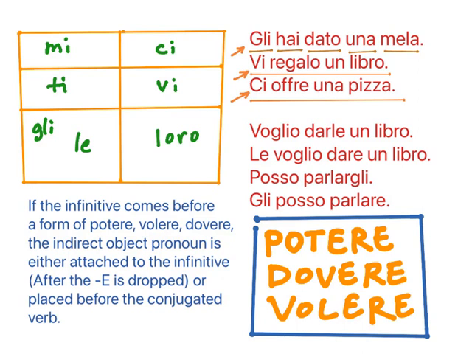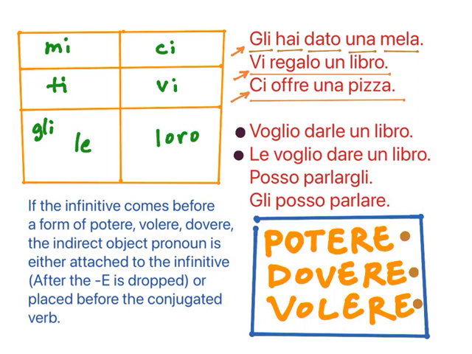All right, if you see verbs like potere, to be able to, dovere, ought to, has to, volere, to want, then you consider these ones. Voglio darle un libro. I want to give to her a book. I want to give a book to her. But you also can do it this way. Le voglio dare un libro.